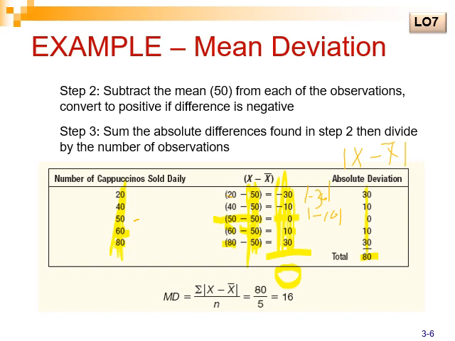The final step is substituting in the mean deviation rule, which equals the total summation of the absolute values, 80, over n, which is the total sample size, 5, equal to 16. Now it's simple to calculate the mean deviation for any group of data.